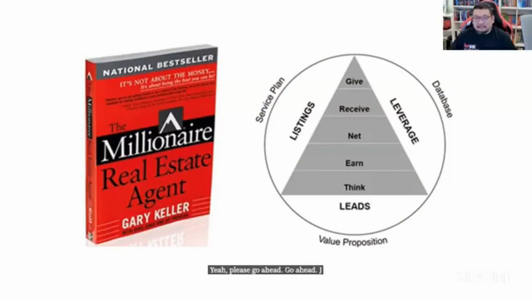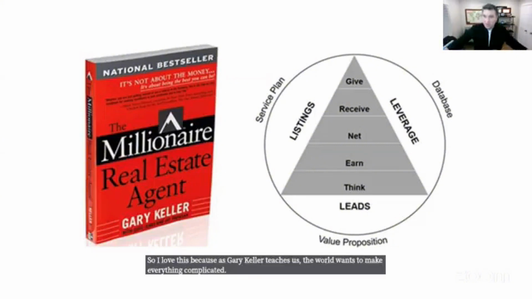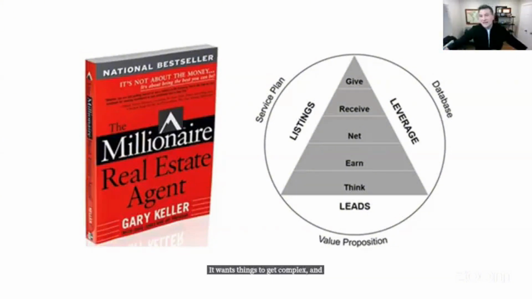Go ahead. So I love this because the world, as Gary Keller teaches us, the world wants to make everything complicated. It wants things to get complex. And so do we as humans. It's just a natural byproduct of having all of us on one rock spinning in space. And the best thing we can do is simplify things down. And that's what I love about this image here.